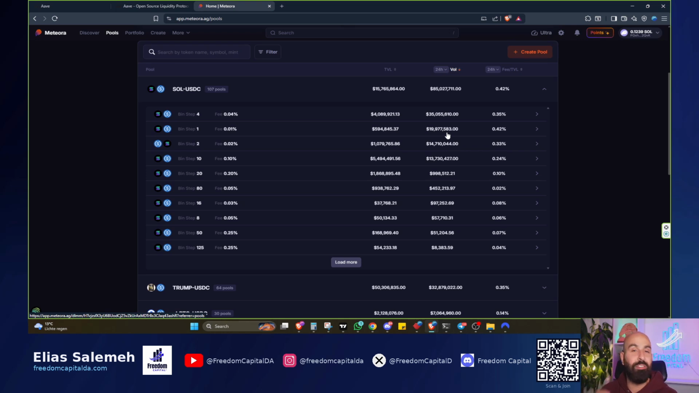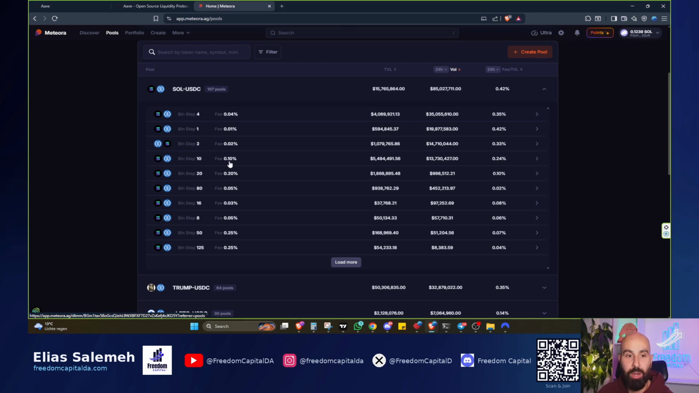So you want to aim for a very high volume and at the same time a very high fee. The higher the fee and the higher the volume, the more money you will make. Here you have 0.02% as fee, and $14 million in terms of liquidity. I wouldn't go for this one, for example, because it has almost half the liquidity of the 0.04 pool, or the pool that has 4 bins. And also the fee is half the first one. So definitely you're not going to be making as much fees as this pool here.